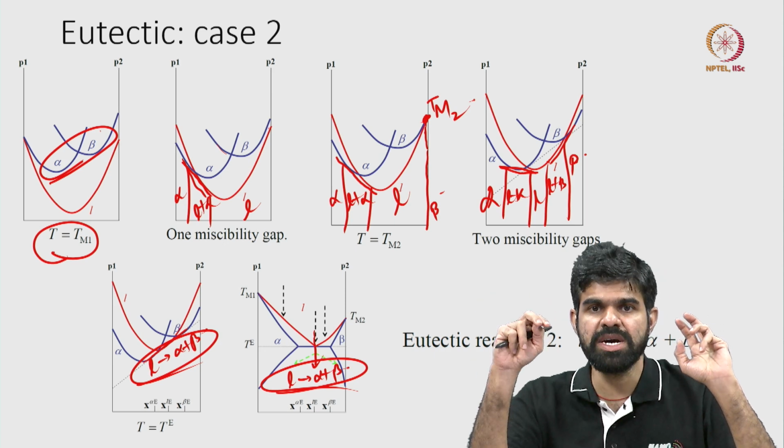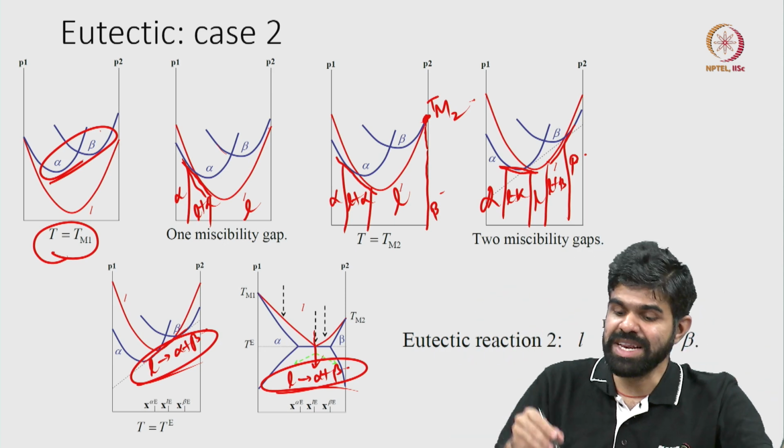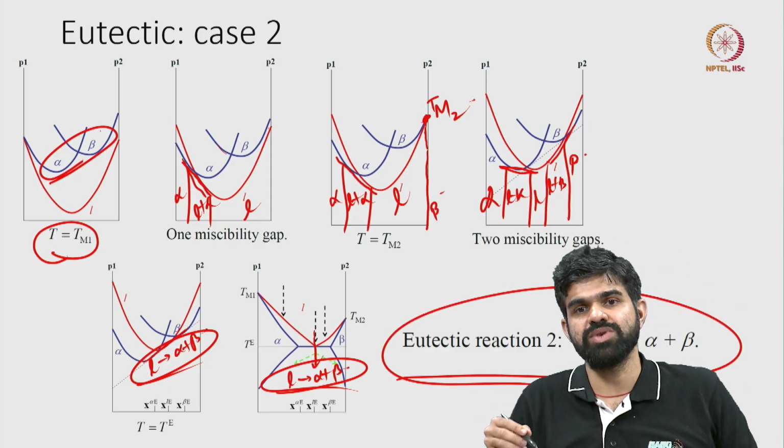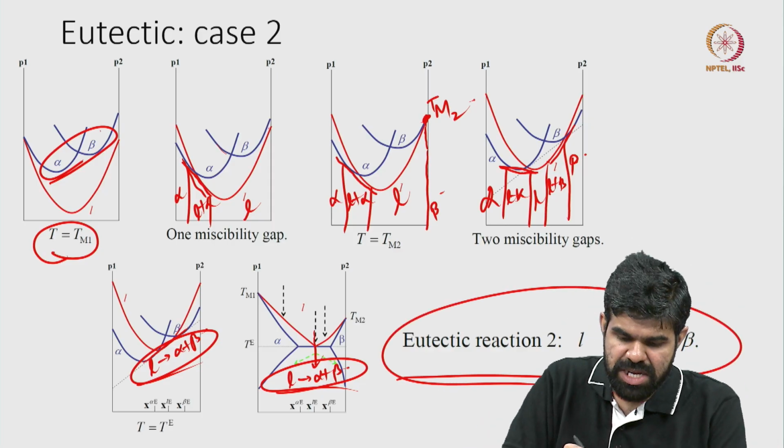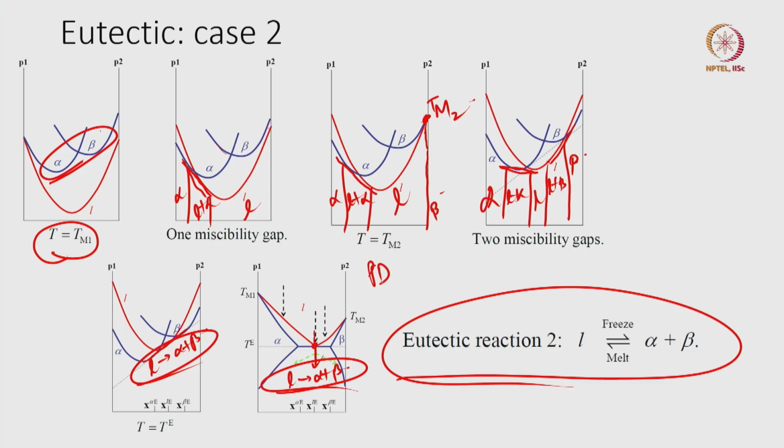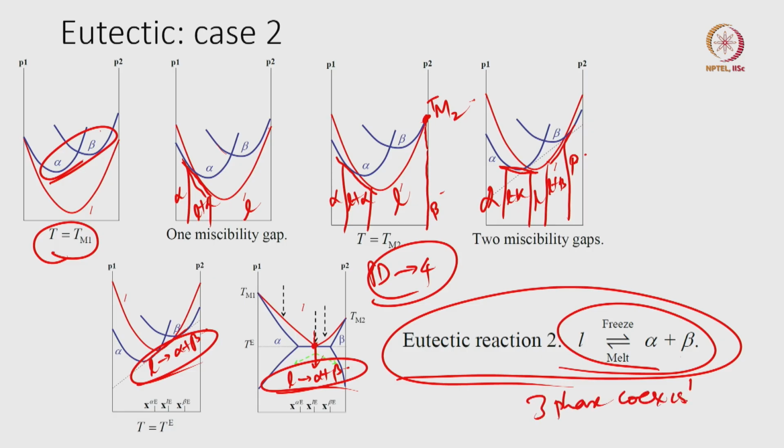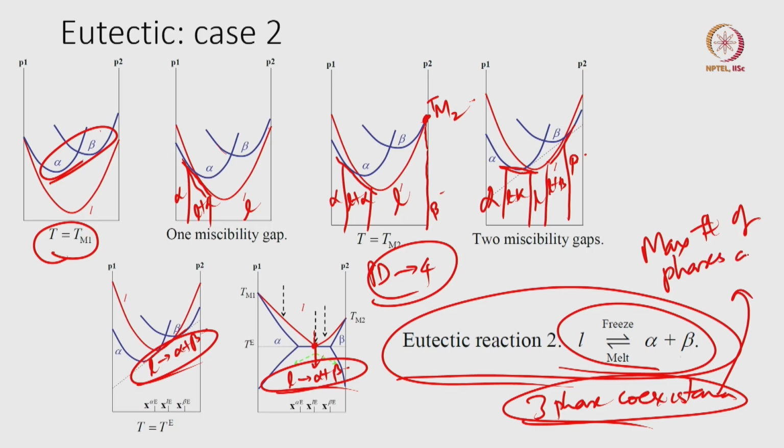So, if I have three phases in my problem, I can also construct these binary eutectic diagrams. This is my phase diagram number 4. At this point on the phase diagram I have a eutectic reaction, liquid gives rise to alpha plus beta, and so this is a 3-phase coexistence region. According to the phase rule, this is the maximum number of phases I can have at any given point.